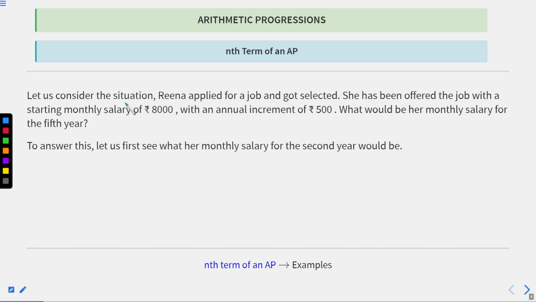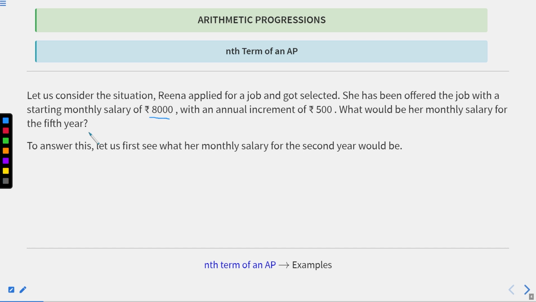Let us consider the situation. Rina applied for a job and got selected. She has been offered the job with a starting monthly salary of 8000 rupees with an annual increment of 500 rupees. What would be her monthly salary for the fifth year?